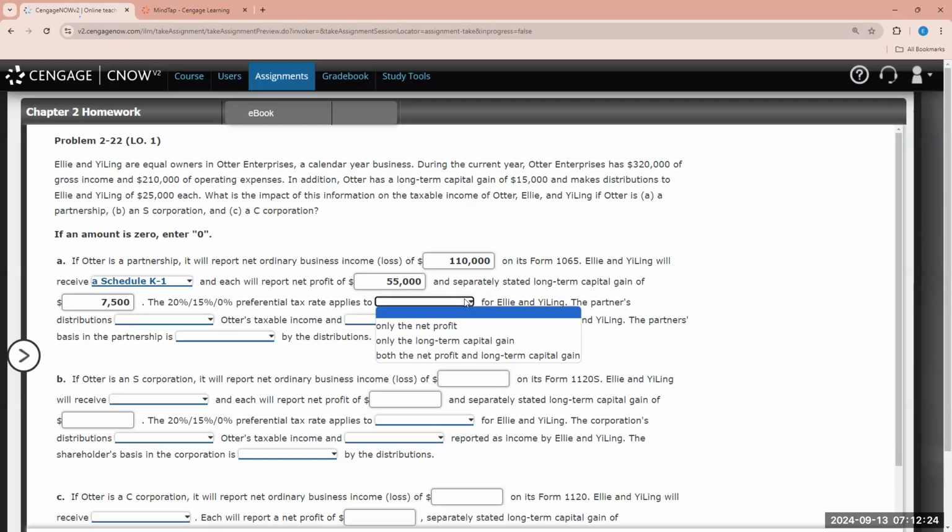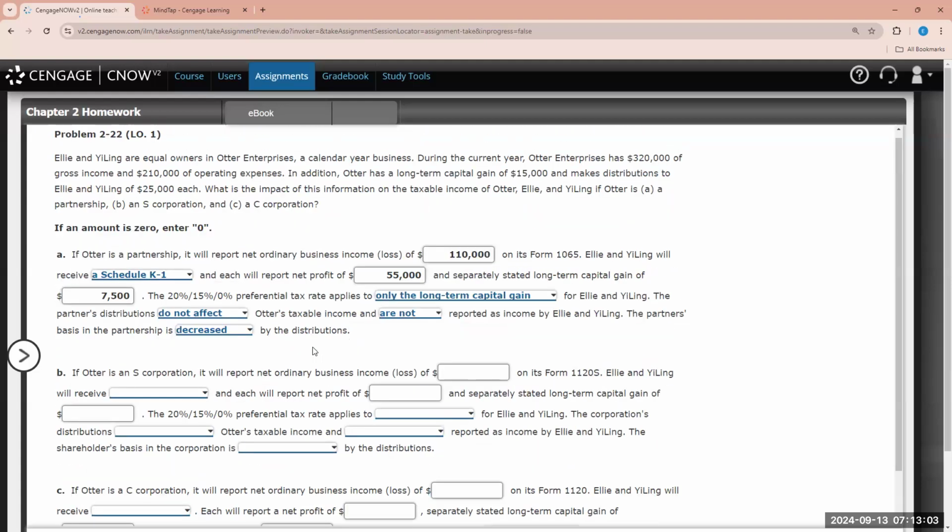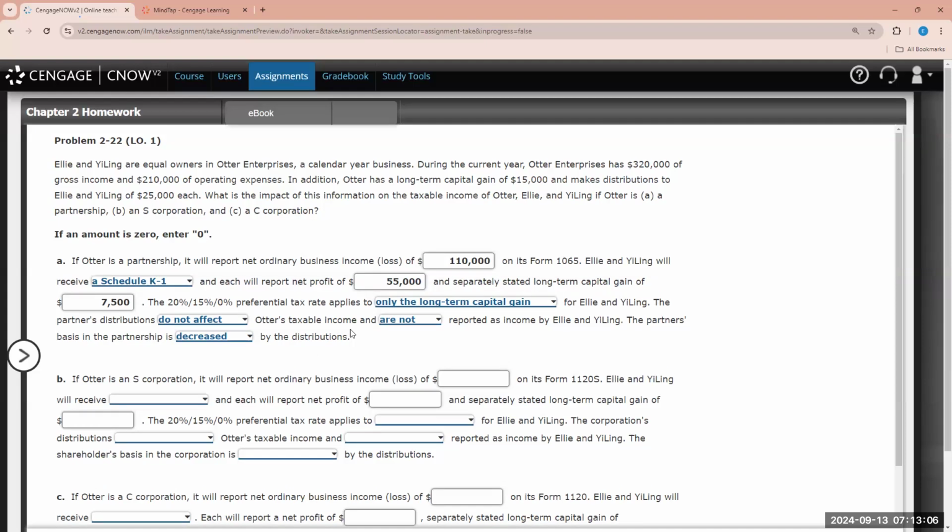Keep in mind, this preferential capital gains rate only applies to long-term capital gains. The partners' distributions, will they have an impact on the taxable income? It does not affect Otter's taxable income, and they are not reported as income by Ellie and Yeeling. Lastly, the partner's basis in the partnership, is it increased or decreased? Is it affected or not affected by distributions? The basis in the partnership is decreased. It's affected by the distribution. So that's if they are a partnership.